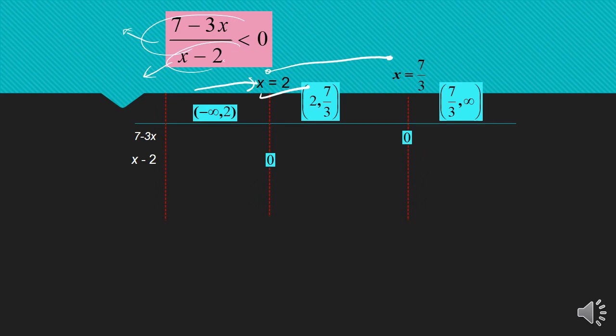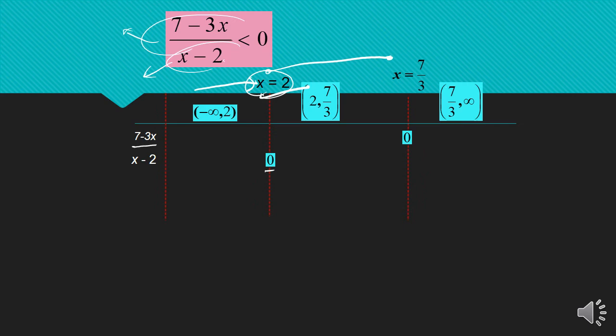Okay, now put the roots of each of the factors. So for 7 minus 3x, the root is on 7 over 3. So put the 0 on this part, and then the 0 should be an empty 0. Why empty 0? Because it's only less than. There is no equal sign. And then for x minus 2, the root is equal to 2. So that's why we put 0 on the 2 here. And then what we should do?